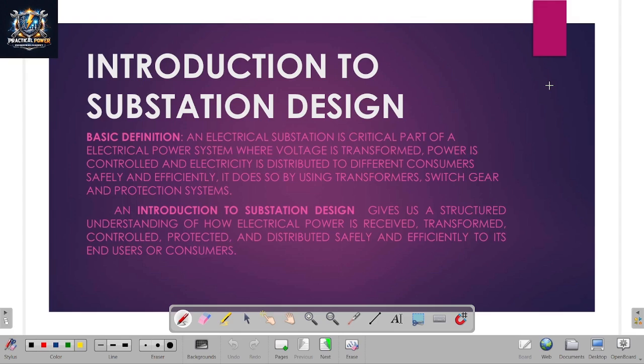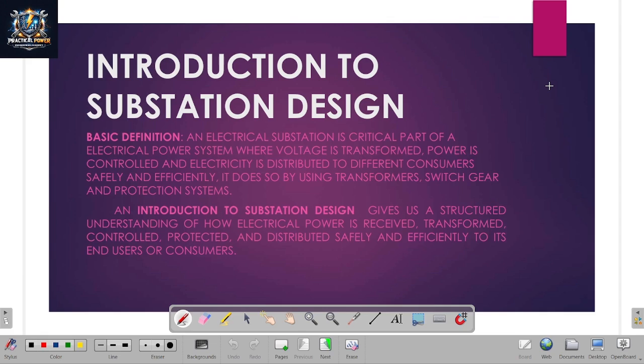So today we'll focus on that and give some introductory basics of substations. In this substation design course, slowly and gradually we'll go into depth, but in the preliminary classes I will give the overall idea regarding the different steps and parameters for substation design.